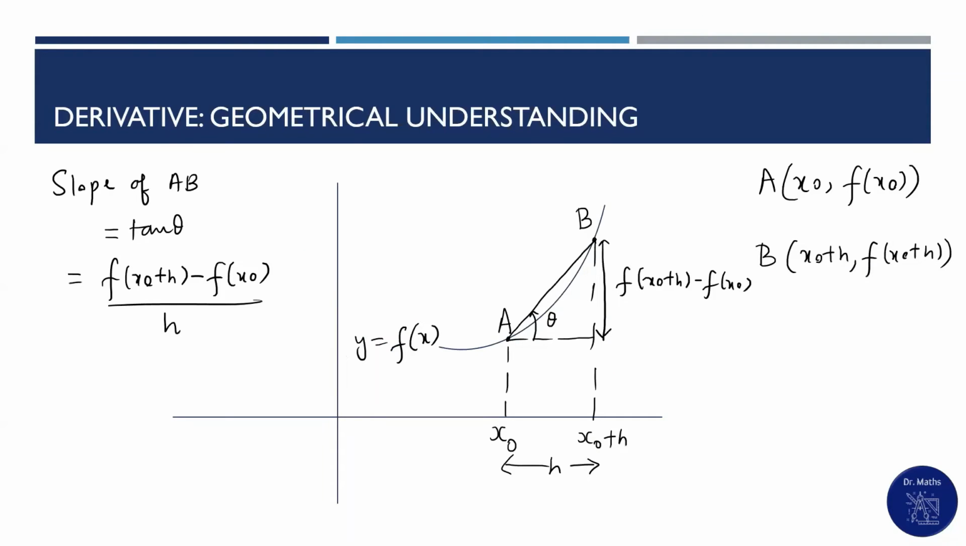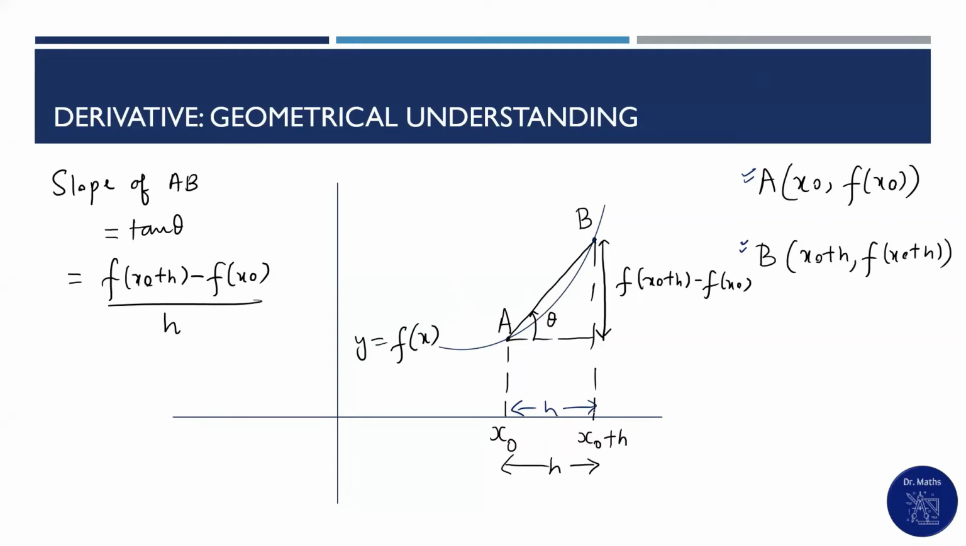Now let's have a look at the geometrical understanding of the derivative. Here I have the graph of a randomly drawn function y = f(x). On the curve, there are 2 points marked, point A and point B. The coordinates of point A are (x0, f(x0)), and the coordinates of point B are (x0 + h, f(x0 + h)). So this much is the h.